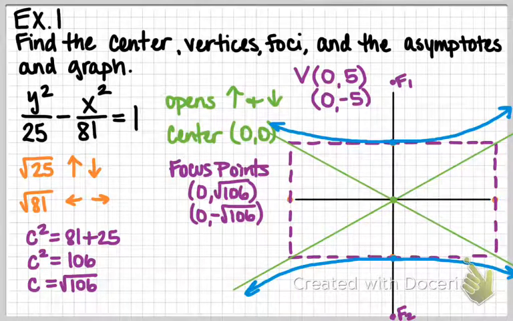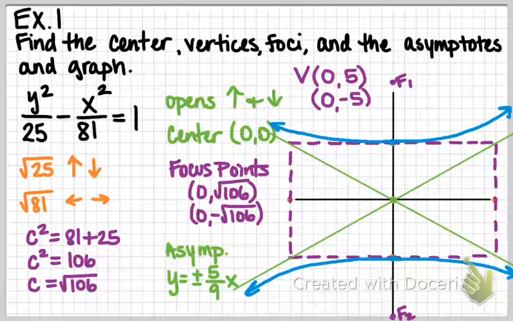Now for the asymptotes. The asymptotes are an equation that's y equals k plus or minus the slope of the line times x minus h. So in this case, our k is 0 and our h is 0. So our equation is going to be y equals plus or minus 5 over 9x. And I know it's 5 over 9 because I look at the slope of my line. I can start at the center of my rectangle and go up 5 spaces and over 9 spaces to the corner of my rectangle. So I know the slope of the line is 5 over 9.